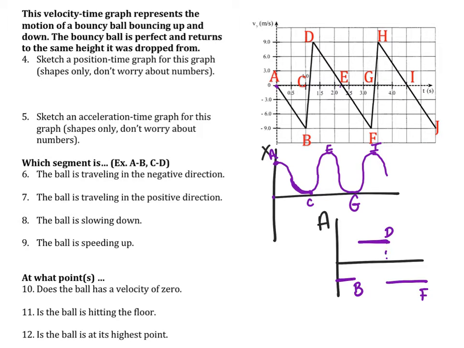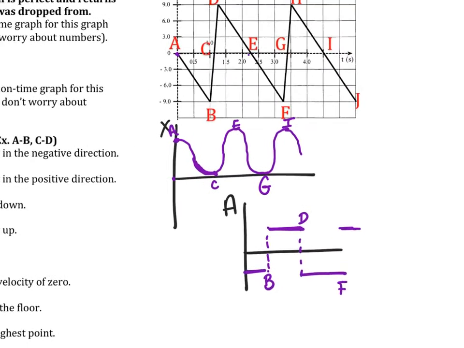You don't have to do this. I'm just trying to label it to kind of give you an idea and help you out. And then F through H is going to be positively sloping, and I'm going to run out of room on my screen here. Let me see if I can move this over.